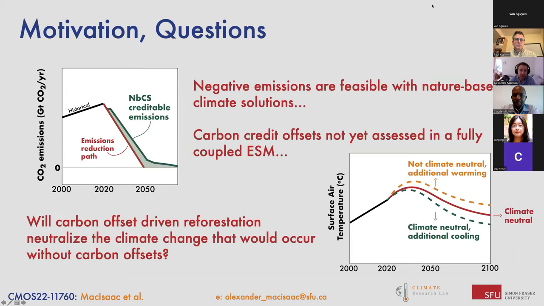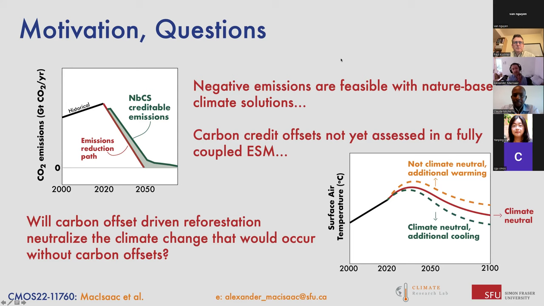Motivating this work has been a couple of conclusions from the literature and existing realities that already are in play. One of which is that research has recently shown that negative emissions are feasible with nature-based climate solutions. This includes things like reforestation, regenerative agriculture, kelp farming, and stuff like that. And this is highly documented in the IPCC report that later came out. And indeed, some of these tools are already being used in carbon credit systems, where reforestation systems and managed forests, for example, can sell carbon credits based off of the carbon they have sequestered.